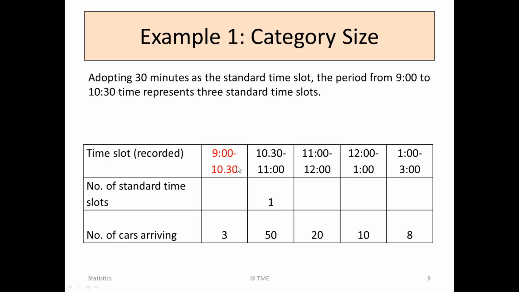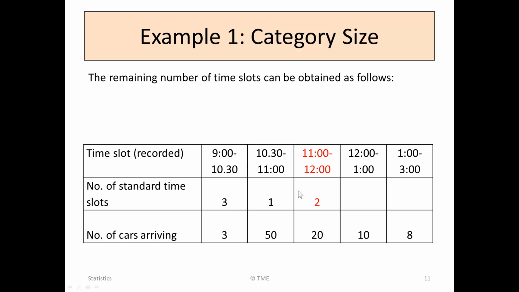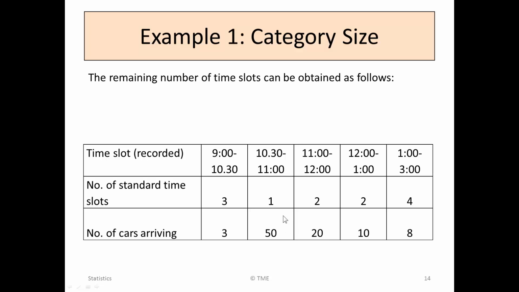If we do that and we work towards the other ones then, 9 to 10:30 is an hour and a half, and that constitutes 3 standard time slots. Similarly, 11 to 12, that's 2 half hours or 2 time slots. 12 to 1, another 2 time slots. And 1 to 3, 4 time slots. And this allows us now to complete the table. We've got all our cars arriving, the time slots, and the number of standard time slots involved.